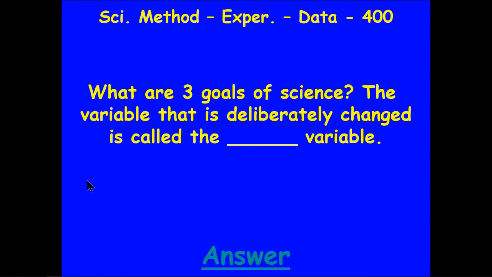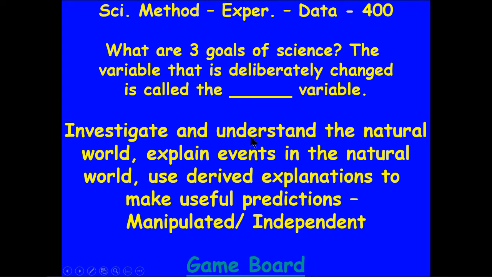All right, the answer is coming in 5, 4, 3, 2, and 1. Okay, it's to investigate and understand the natural world, to explain events in the natural world, to use derived explanations to make useful predictions, and the manipulated or independent variable is the one that is deliberately changed. Easiest way to remember is the independent is the one that I change.